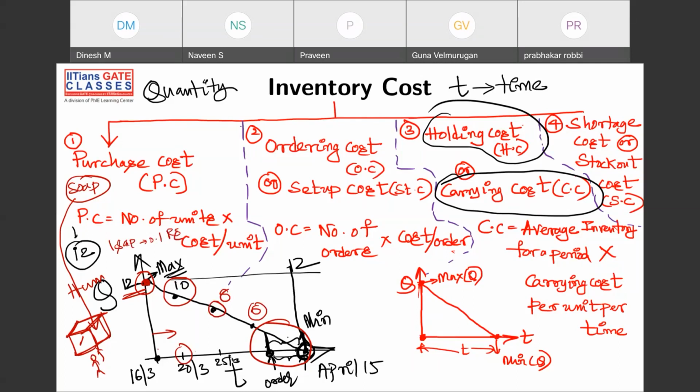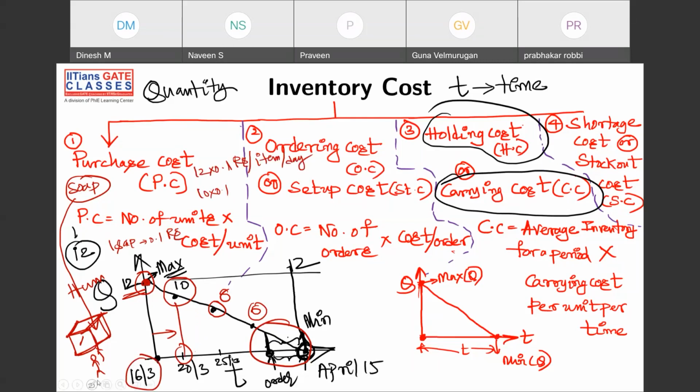So on the 16th of March, you have to pay 12 into 0.1. On 20th of March, you have to pay 10 into 0.1. Like that, you keep on going. This is 0.1 rupees per item per day. Let's say like that they're saying.